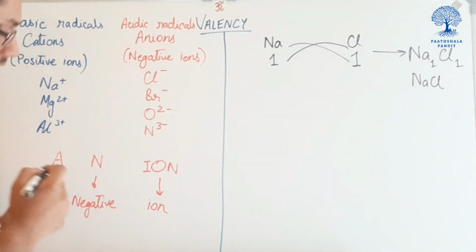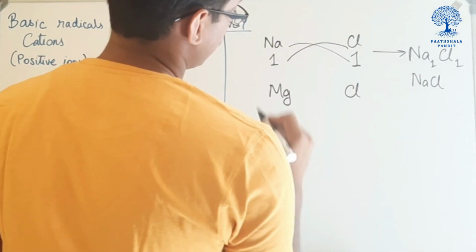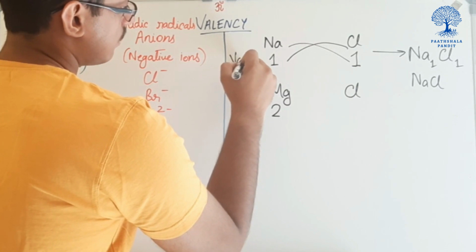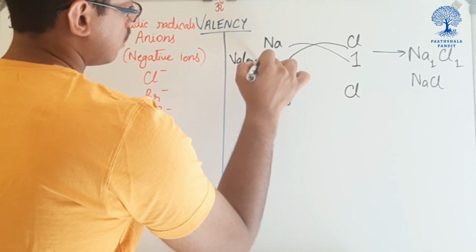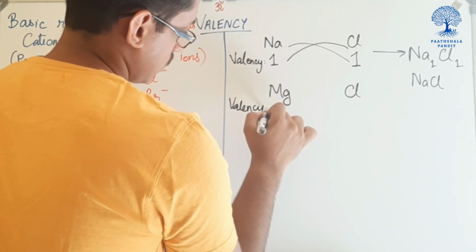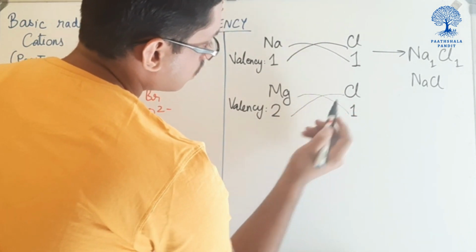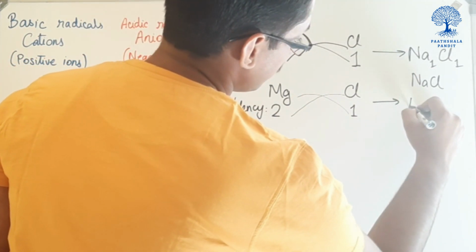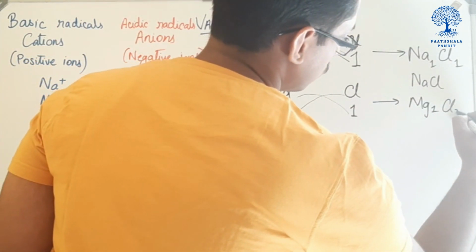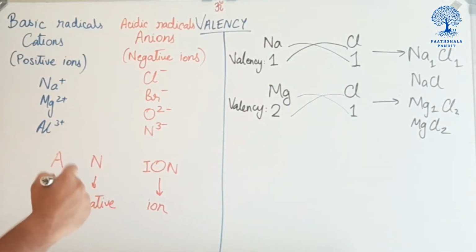Okay, next example is of Mg and Cl. Mg valency 2. Remember, these are valencies. Cl is 1, cross, therefore it will become Mg1 Cl2, or it will be MgCl2, like this.